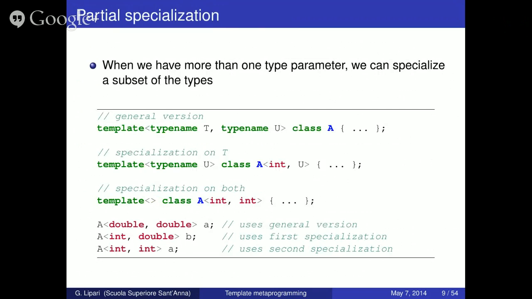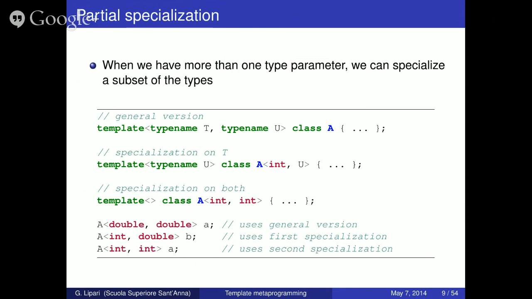When you have more than one type parameter, you can specialize on a subset. For example, suppose you have a general version which depends on T and U. You want to specialize on the first one, when T is integer, so you just write like this. You can specialize on integers. You have this specialization. So when you write double double, this uses the general version. When you write int double, that uses the first specialization, and this uses the second specialization.